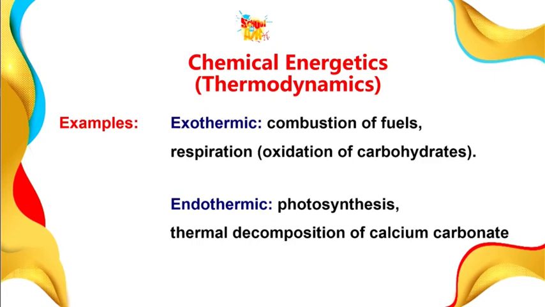Now, we move to endothermic reactions. That is when heat is absorbed from the surroundings. The first example I have here is photosynthesis. We are familiar with what photosynthesis is, the process by which plants manufacture their food. The second example is the thermal decomposition of calcium carbonate. Calcium carbonate will decompose to calcium oxide and carbon(IV) oxide. So the thermal decomposition of calcium carbonate is also an endothermic reaction. These are the common examples of endothermic and exothermic reactions.